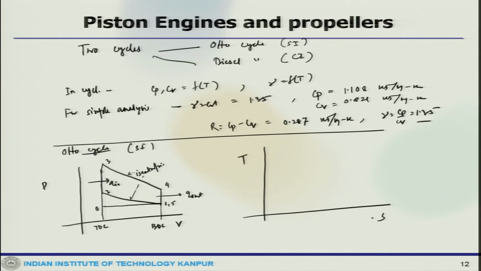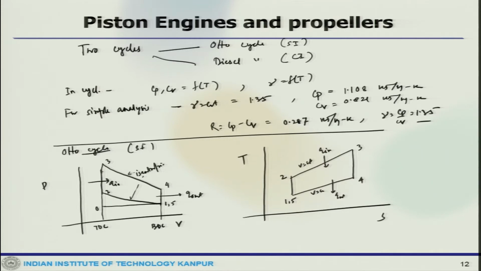Then the same thing if you put it back in the TS diagram, this is 2, 3, 4 like this. So, 1, 5, 2, 3, 4. This is a constant volume process where Q in, and a constant volume process where Q out. So, this is the PV and TS diagram.